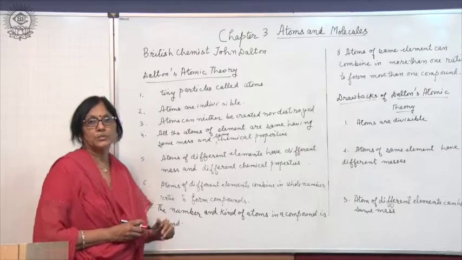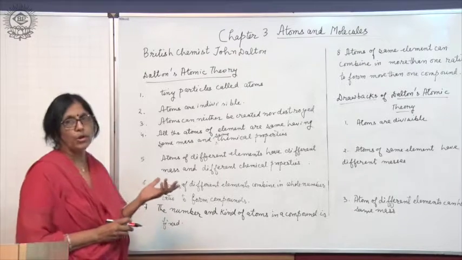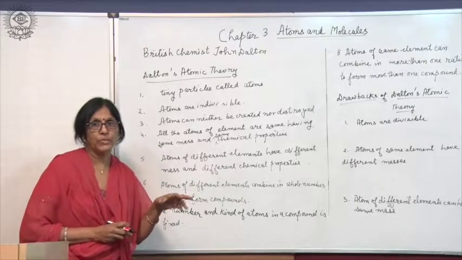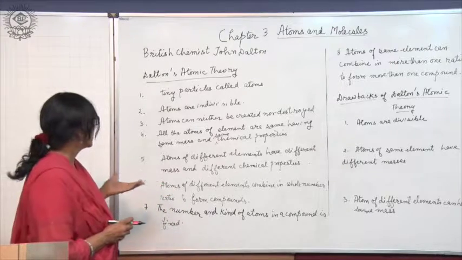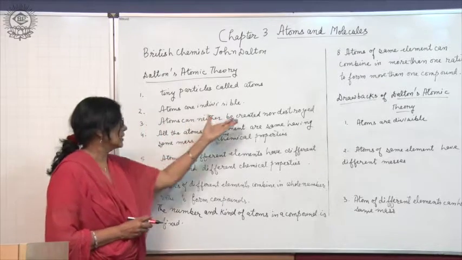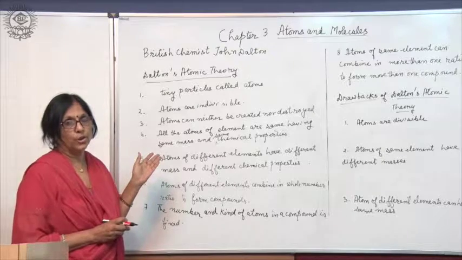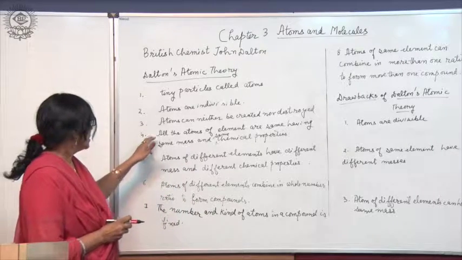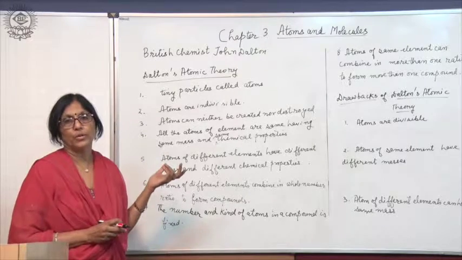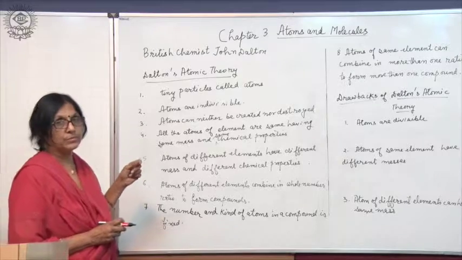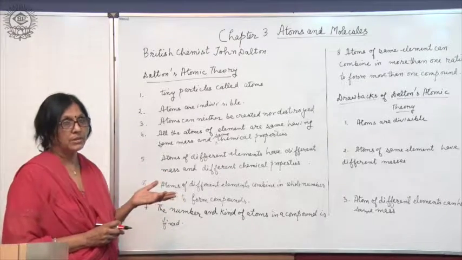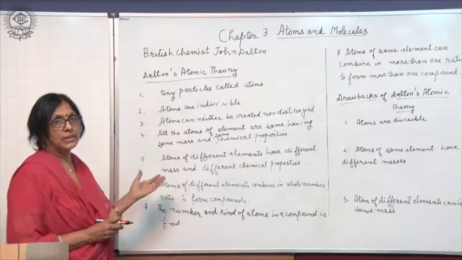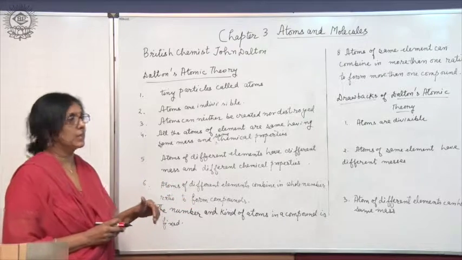He stuck to the idea that matter consists of very small tiny particles called atoms, and atoms are indivisible, that is, they cannot be further subdivided into smaller particles. Also he said atoms can neither be created nor destroyed, based on the law of conservation of mass. And he suggested that there are atoms of different elements, and the atoms of the same element are identical in all respects, that is, they have the same mass and the same chemical properties. Atoms of different elements have different mass and different chemical properties.